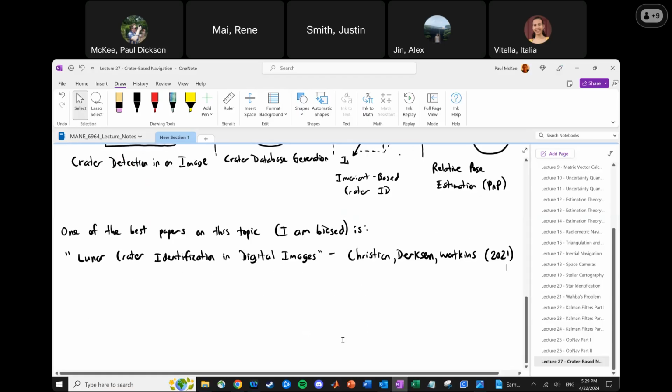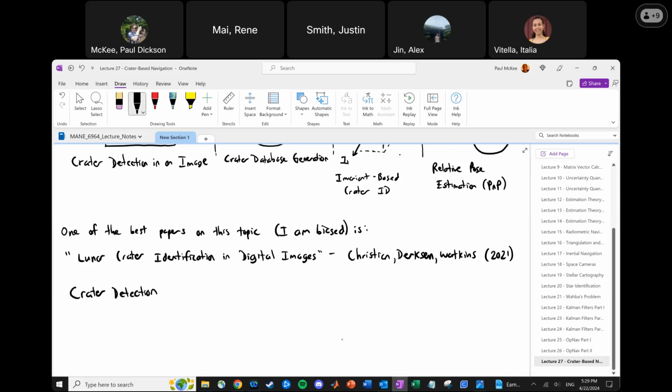So any questions before we switch to discussing crater detection? All right. So how do you detect a crater? Detecting craters in images is more of an art than a science.